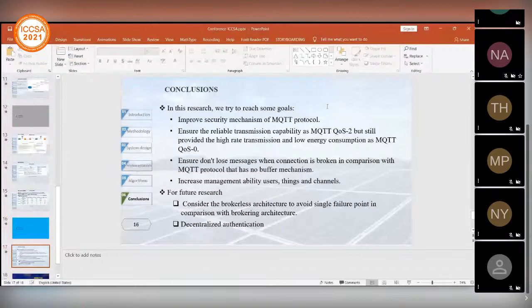And finally, we increase management ability for users, things and channels. For future research, we will consider a brokerless architecture to avoid the single point of failure, in comparison with the brokered architecture using an MQTT broker, and we also consider decentralized authentication. Okay, thank you.